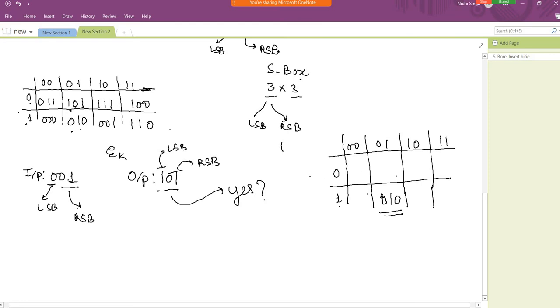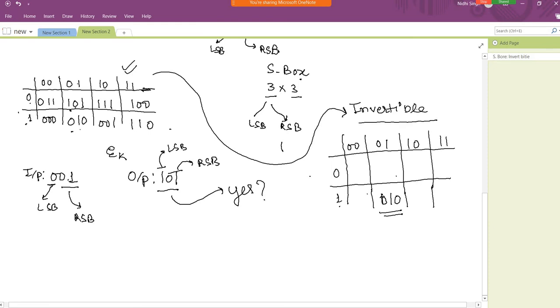So you can see from this input S box table, you can generate the corresponding invertible S box table for each of the output. Means the ciphertext can be converted to the plain text by using the S box table. So that's why we see that when the number of input bits and the number of output bits in the S box are the same, then invertibility is possible.